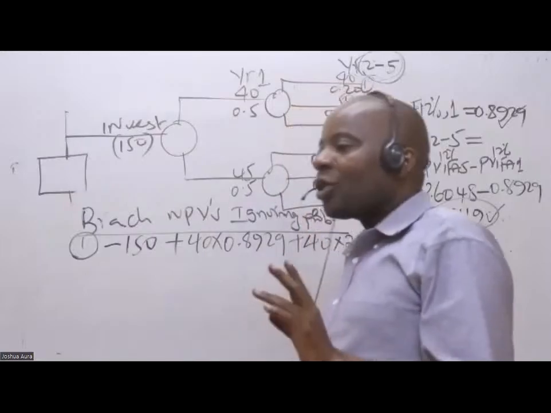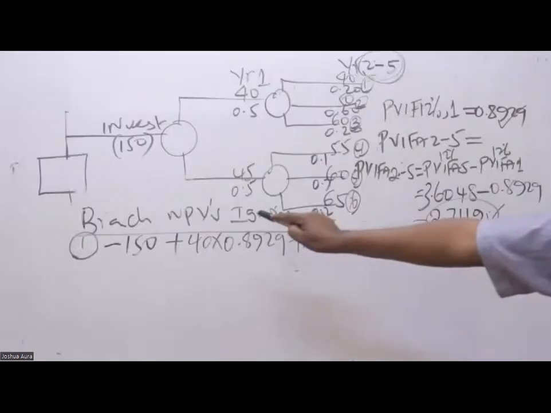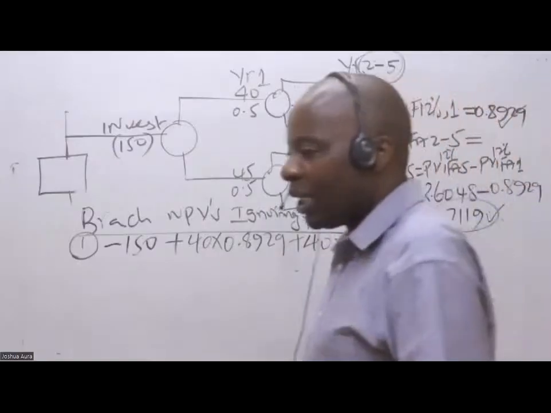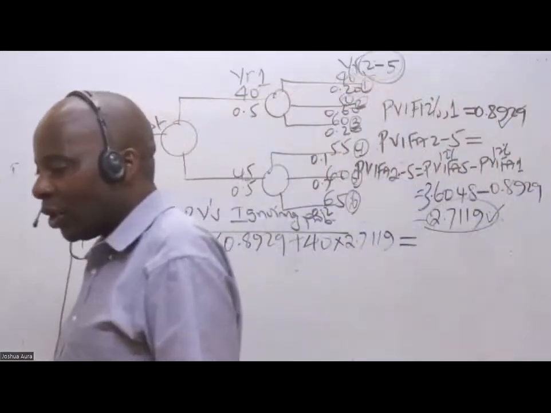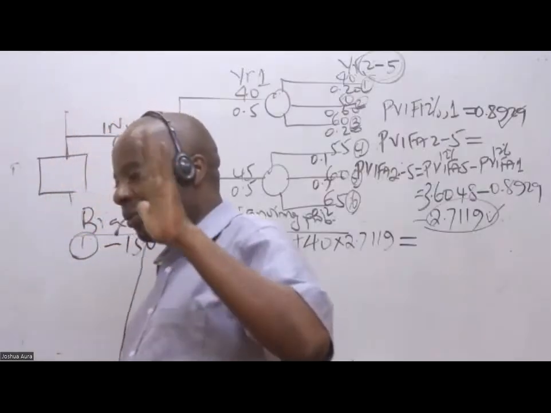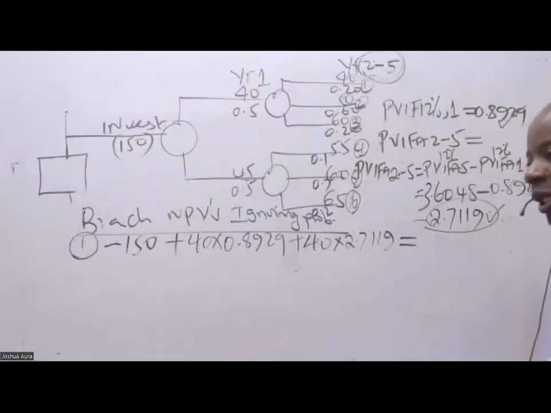In this particular case, could you kindly give me your answers in 2 decimal places? Remember, as you calculate your branch NPVs, you're always ignoring probabilities. You're always ignoring probabilities, and I want answers in 2 decimal places.